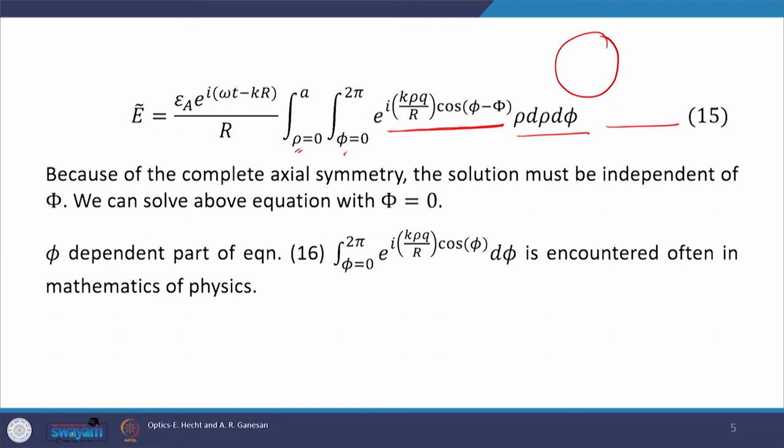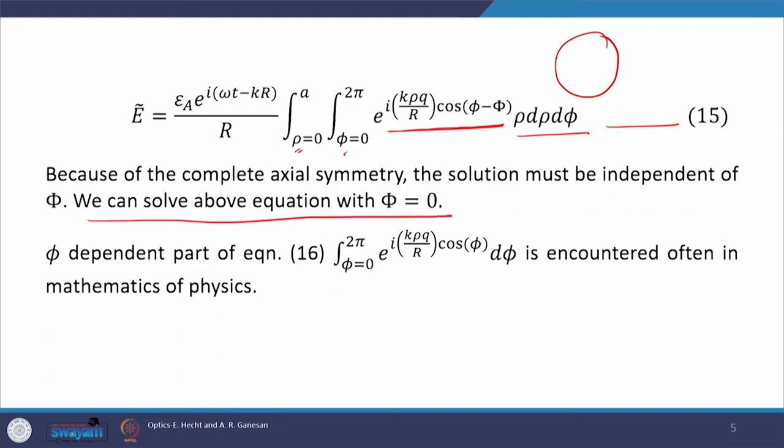Now, because of the complete axial symmetry, the solution must be independent of phi. Irrespective of the angle you are looking at, the system is symmetric. Therefore, just by looking at equation number 15, or just by looking at the aperture shape, we can guess that we can solve the above equation with capital phi equal to 0, and this will give us the same result because the solution must be independent of capital phi.